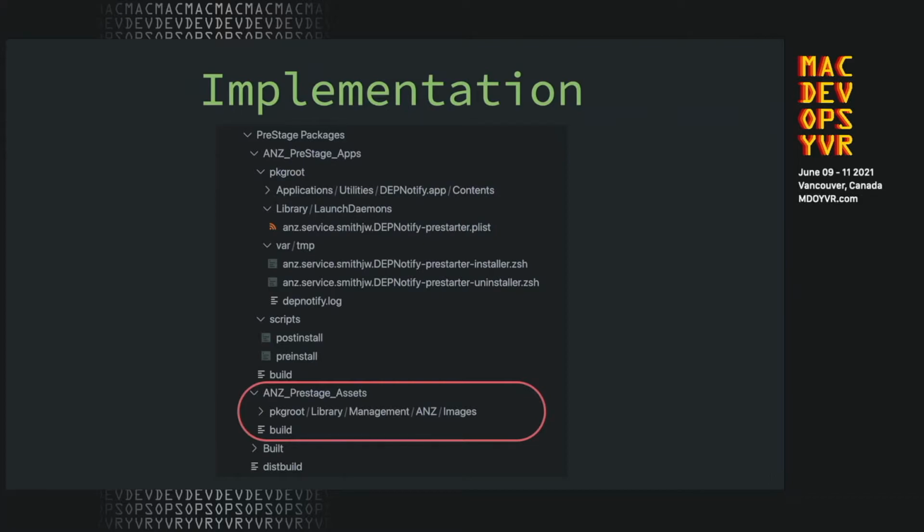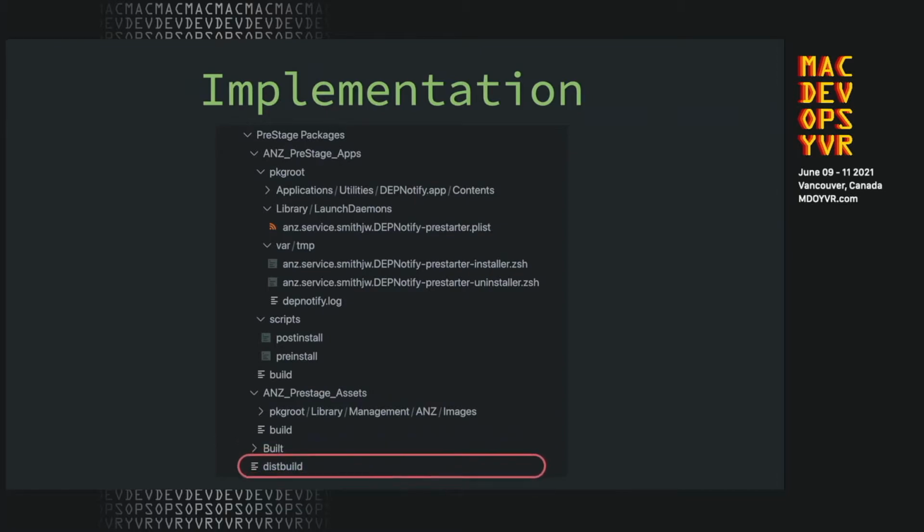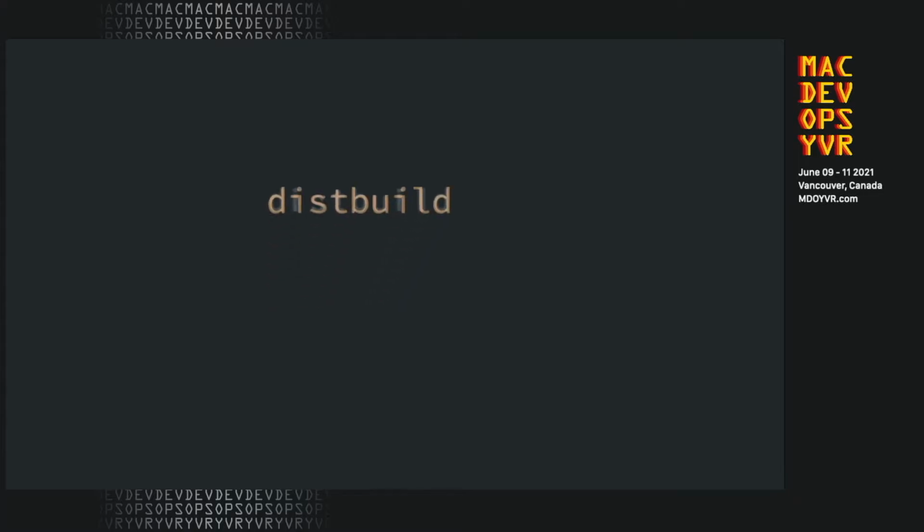Now, you could easily have all of this in just one component package, which is then built into the distribution package. But in my case, sometimes if we add new assets to this, what I like to do is then just package up just that asset package by itself and deploy it out to older Macs so that all the devices on my fleet have the same set of assets and logos. The final part is this distbuild script. I just call it this because it's building a distribution package. And this is what ties everything together. So let's dig into that.